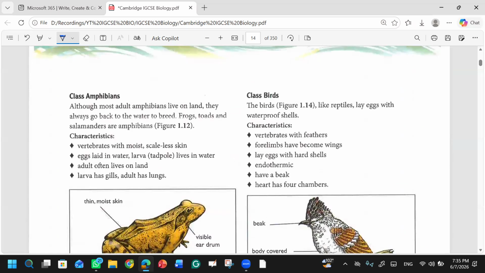Then we have class amphibians. About amphibians, you must know that whenever you have this terminology amphi, it means both. Both means that these animals can live both in water as well as on land. Not earth, we can say water and land. Clear?